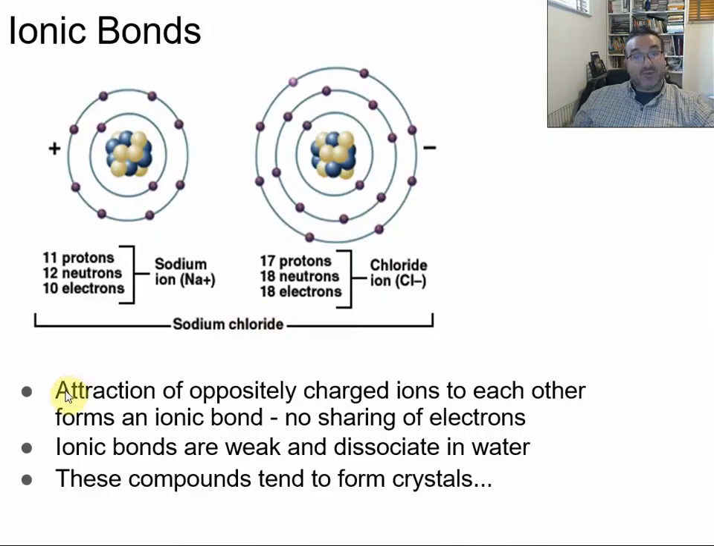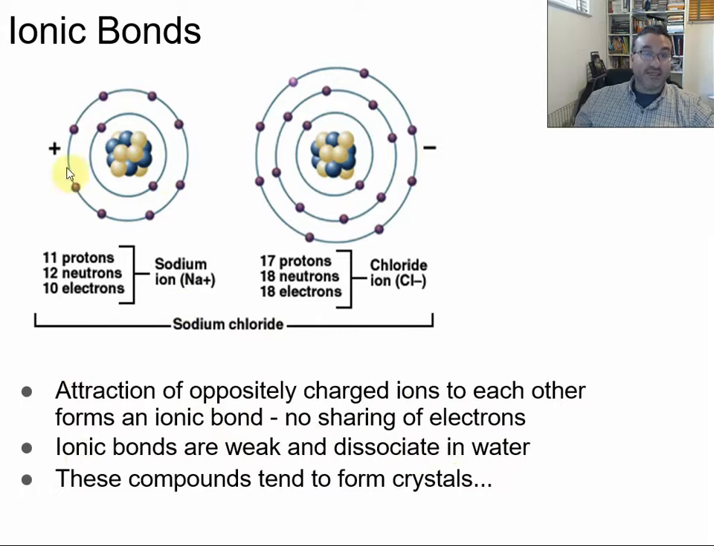So ionic bonds involve an attraction of oppositely charged ions to each other to form an ionic bond. They are not sharing electrons. Ionic bonds are weak compared to covalent bonds. Water can dissociate them, or pull them apart and dissolve ionically bonded chemicals. Overall, ionic bonds tend to form crystals.